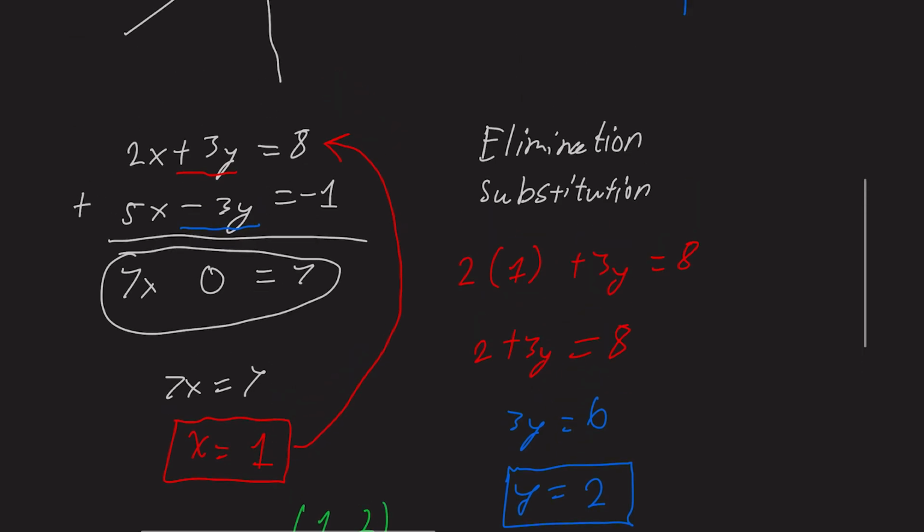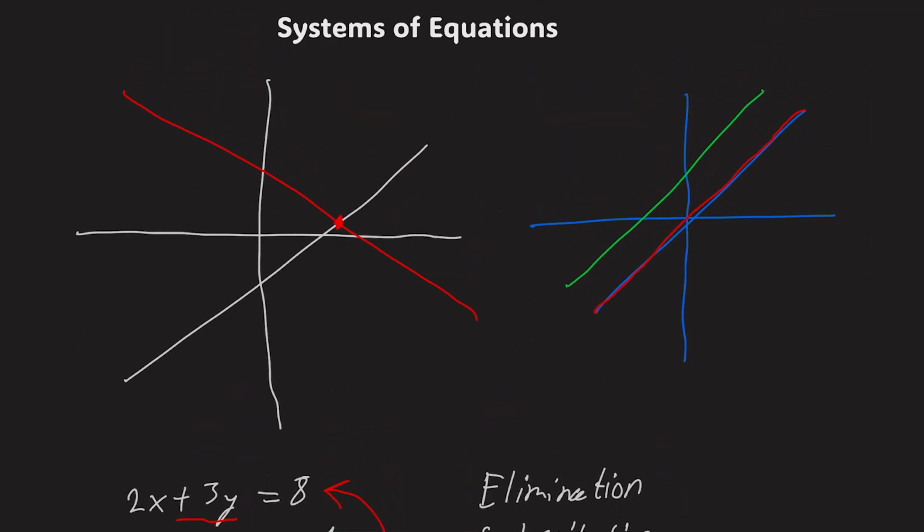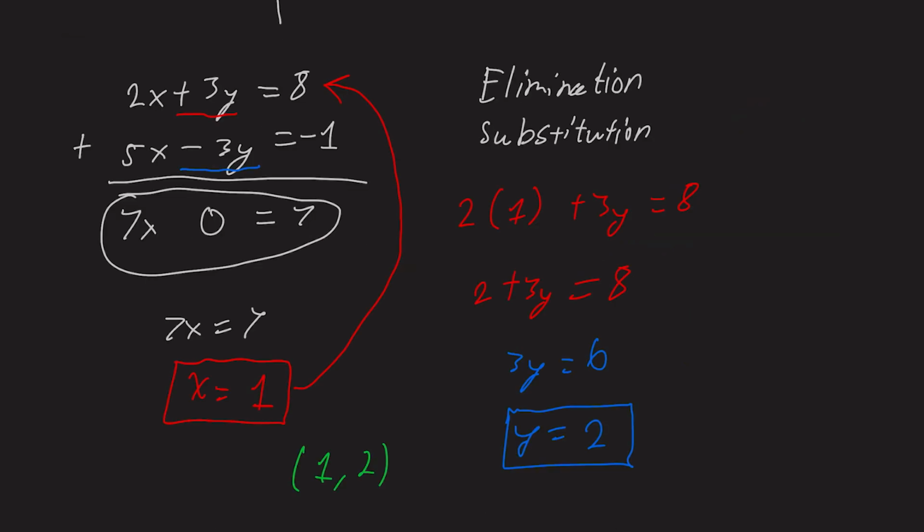Now recall from the top that a system of equations is designed to find where the two lines intersect. So this ordered pair that we have right here is significant because it is the point on the plane where our two graphs intersect, where our two lines intersect.